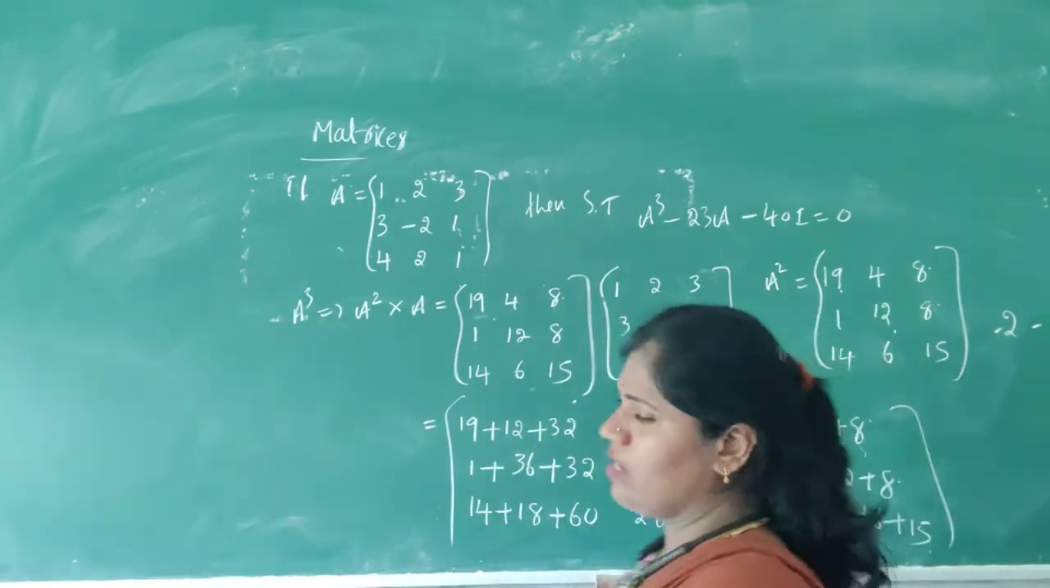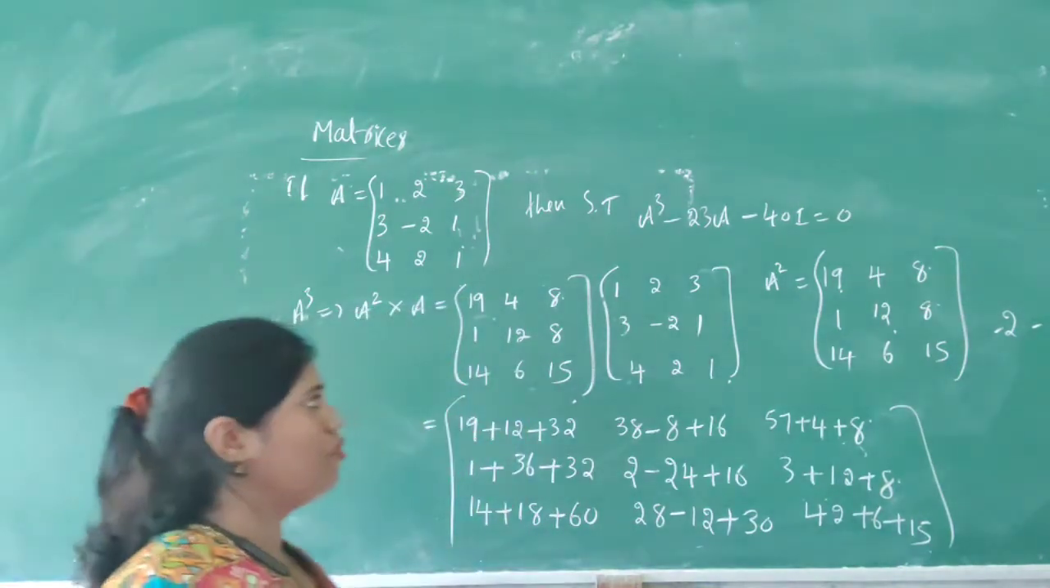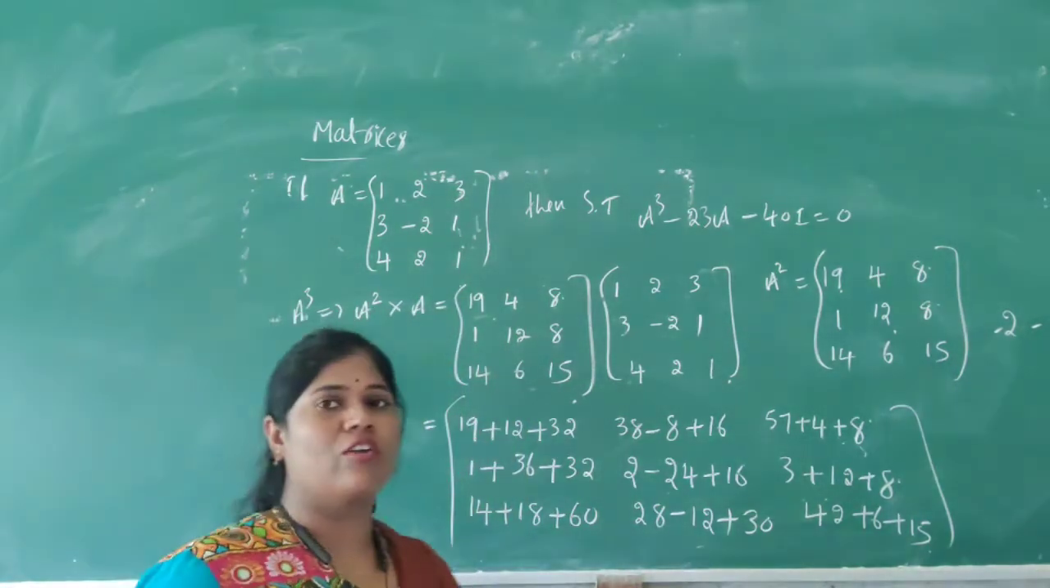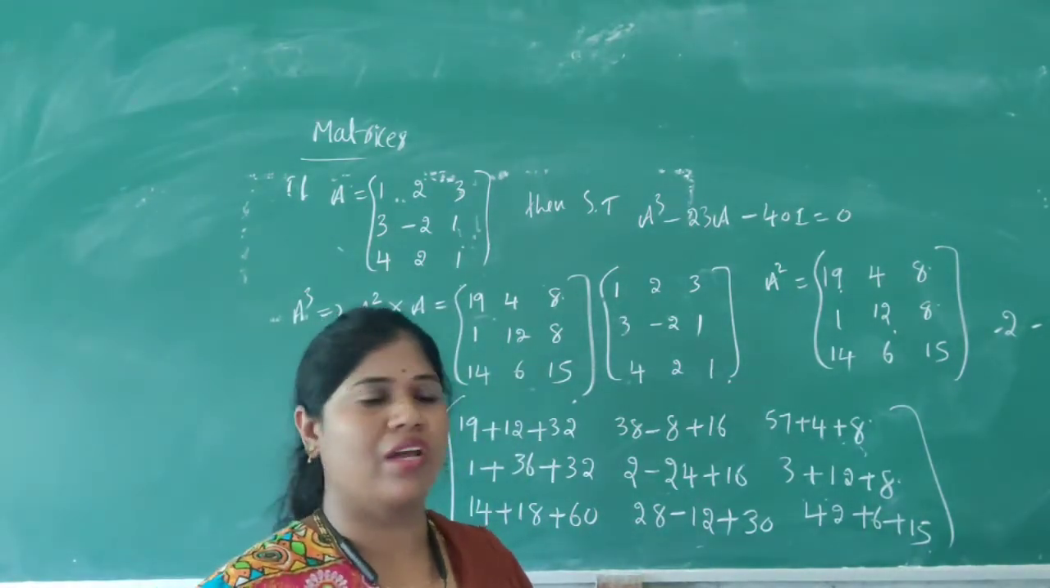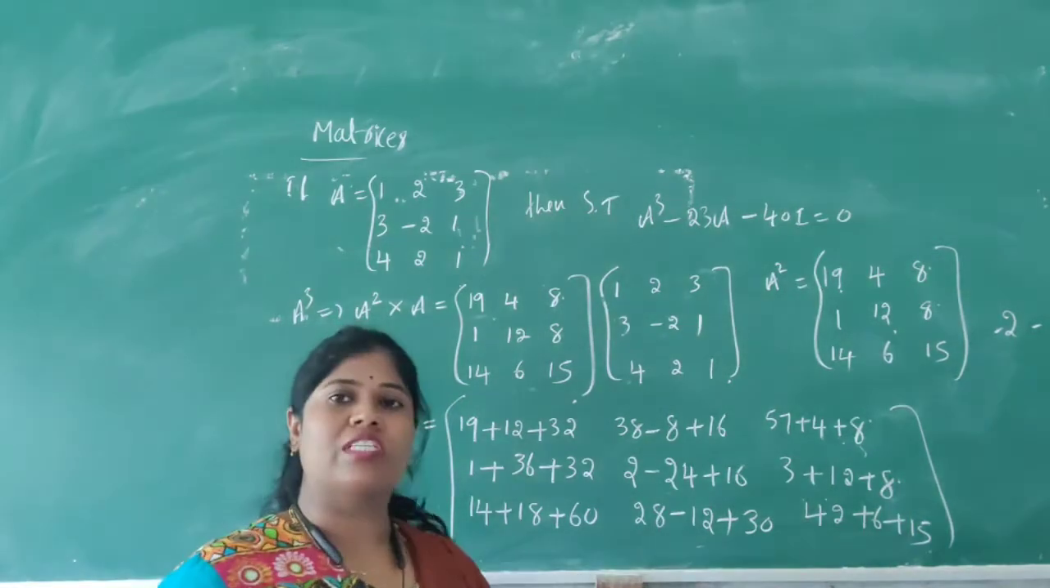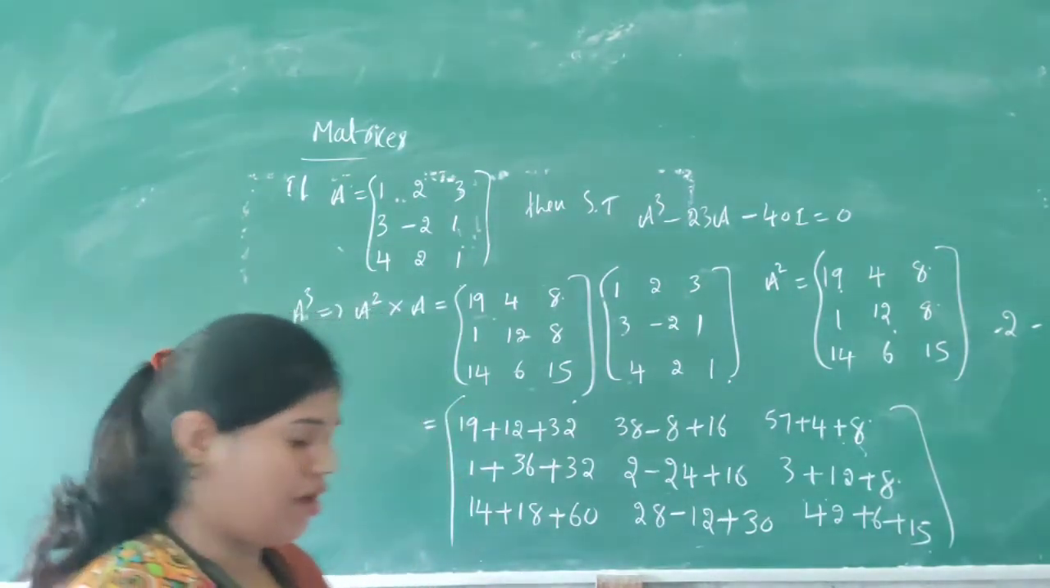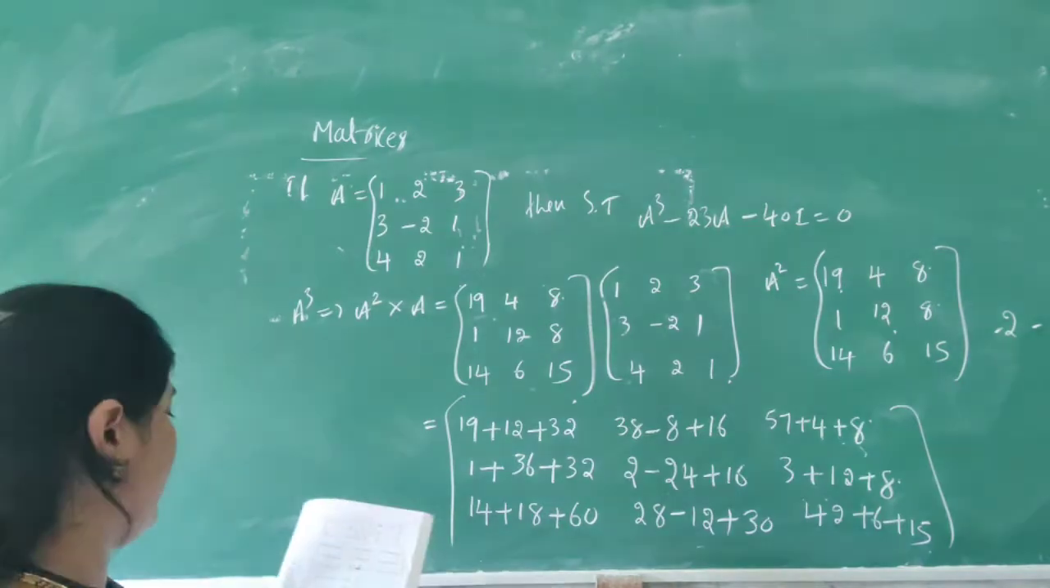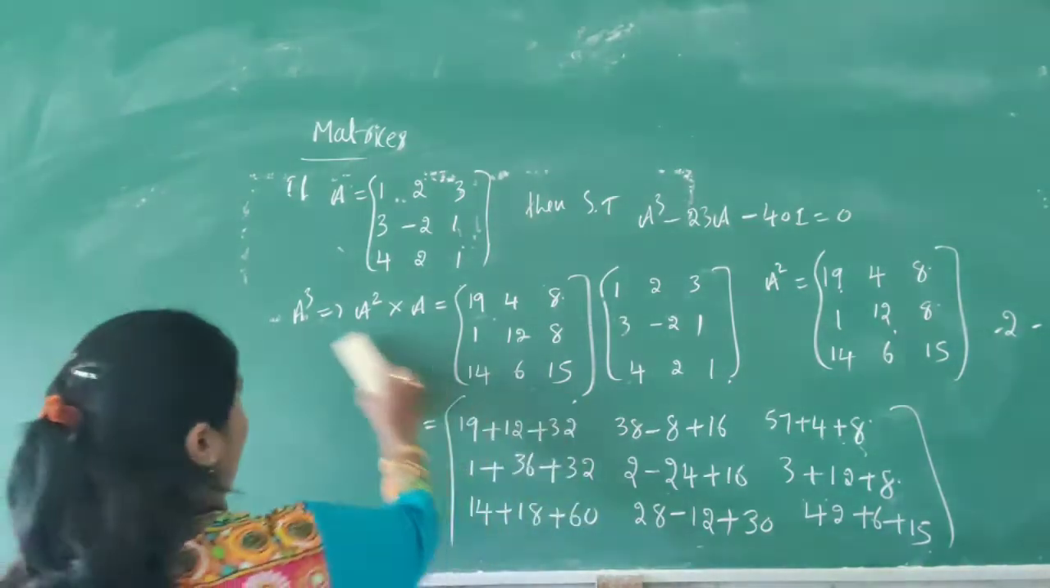So we have multiplied first row, first column, second column, third column. Similarly, second row, first column, second column, third column. So third row, first column, second column, third column. Okay. So we have to add this. Okay.